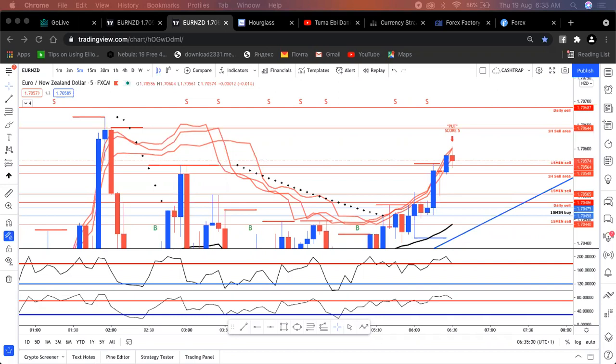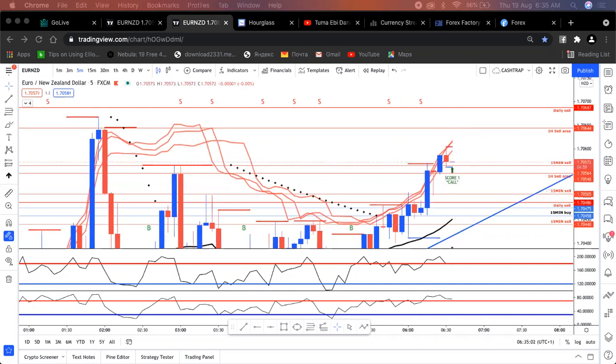3, 2, 1, clear. And it still dropped more. Can you see this, guys?